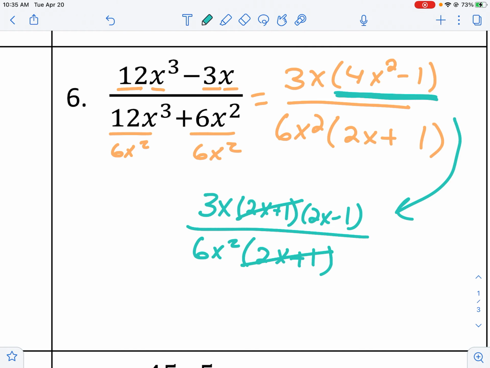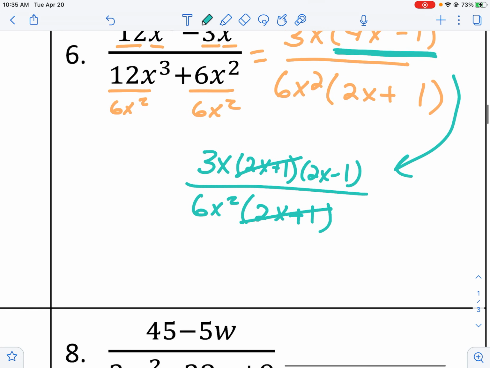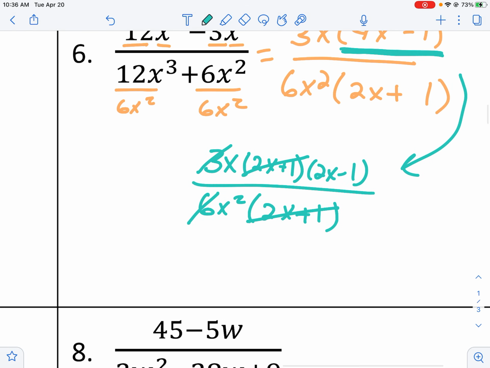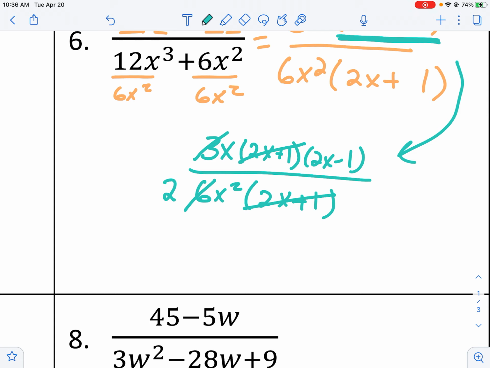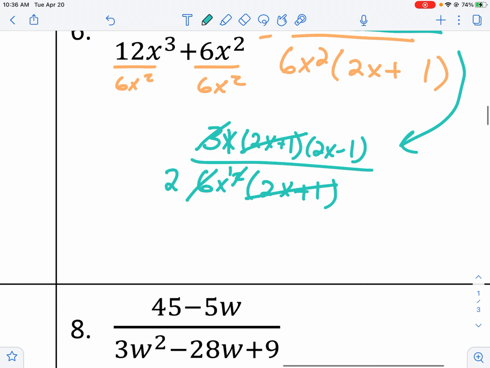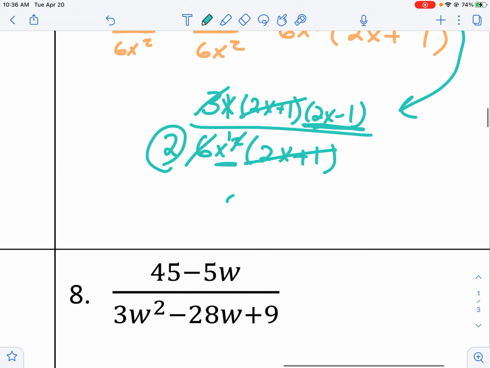2x plus 1 cancels with 2x plus 1. So those go away. And then we have 3 canceling with 6, right? So this is going to become 2 in the bottom because those are both divisible by 3. And then one of these x's here would cancel with one of the x's here. So it would just be x to the first power. So then we have a 2x minus 1, we have a 2, and we have an x. So it's 2x minus 1 divided by 2x.